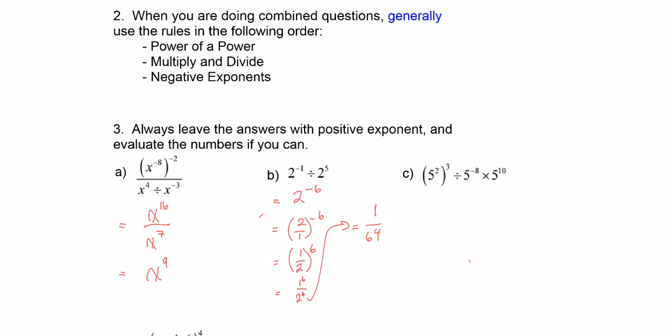Now, for the next problem, it seems that we have power of a power, a division, a times, and that's it. So the first thing we have to do is apply power of a power to the first part, and then we'll see what we have. Let's do that, shall we? So the next line of this first problem is going to be 5 to the 6, and then we're going to write divided by 5 to the negative 8 times 5 to the 10.